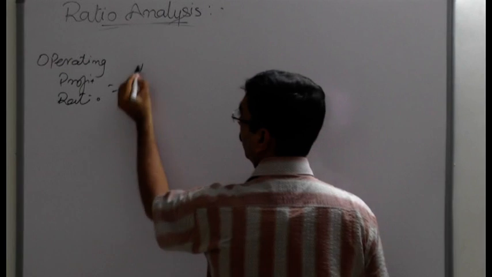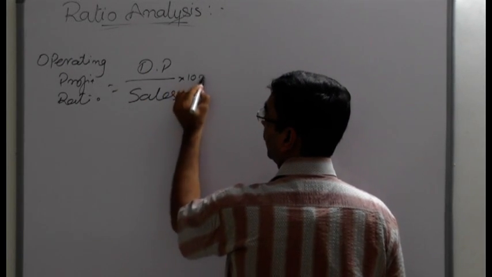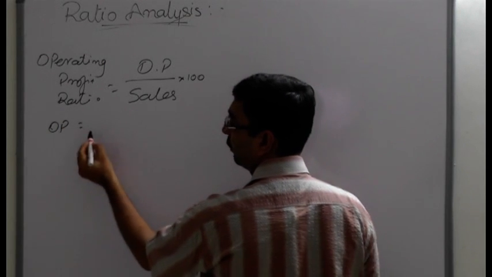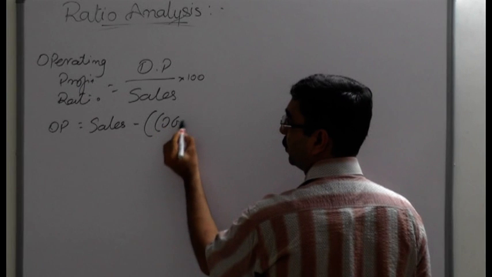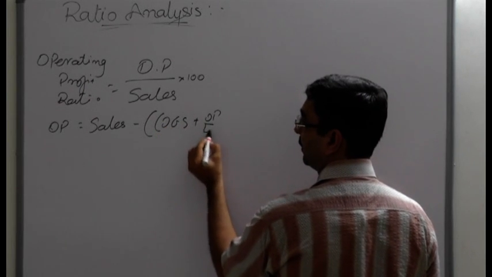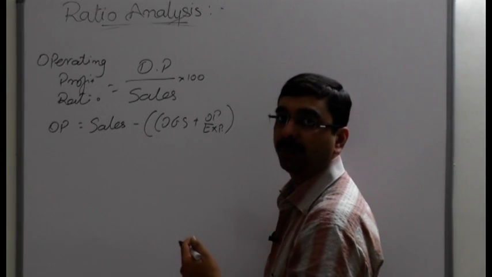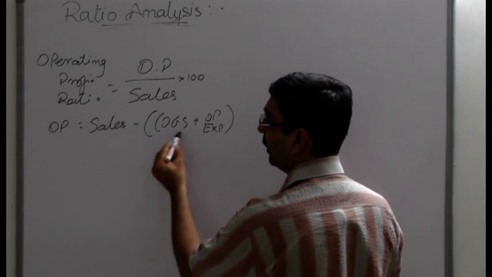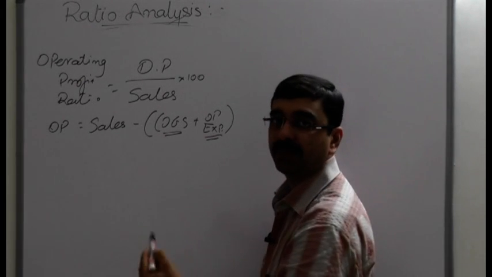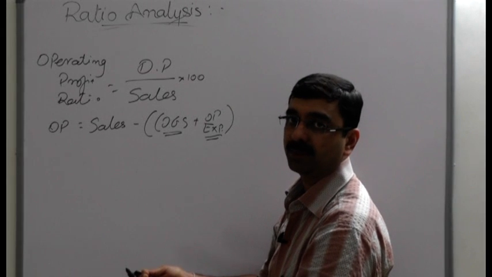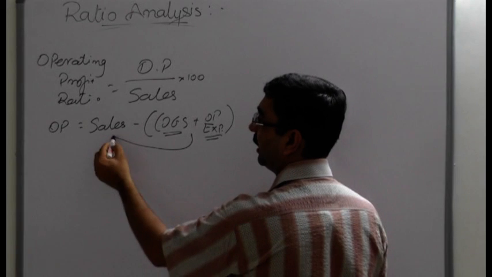The ratio's formula is operating profit divided by sales into 100. How can you determine operating profit? Operating profit you can determine through the sales minus cost of goods sold plus operating expenses. In the previous formula you already know how to find out the operating expense ratio. In that, the cost of goods sold is already determined, and operating expenses, which carry administrative expenses and selling and distribution expenses as well as the non-financial expenses, the total of this would be deducted from the sales.